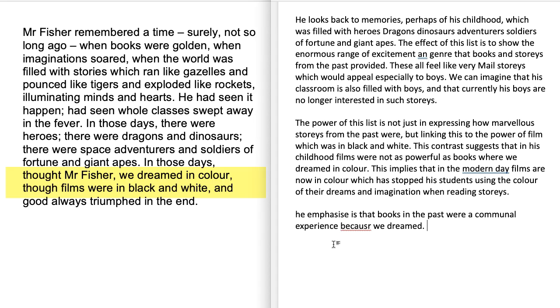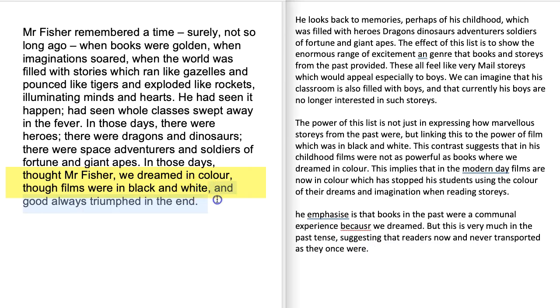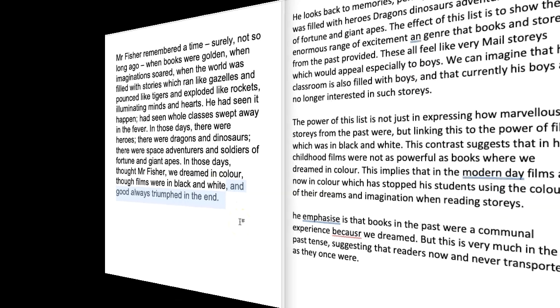But this is very much in the past tense, comma, suggesting that readers now are never transported as they once were even. Let's correct that. Right, I'm nearly there. I've just got to write about that end here.